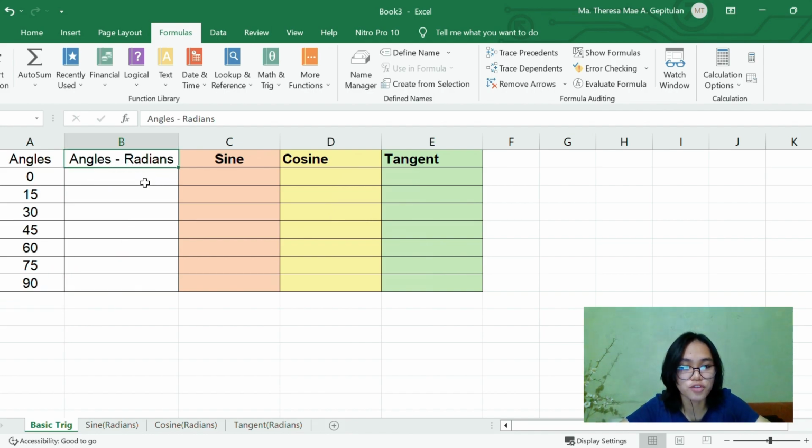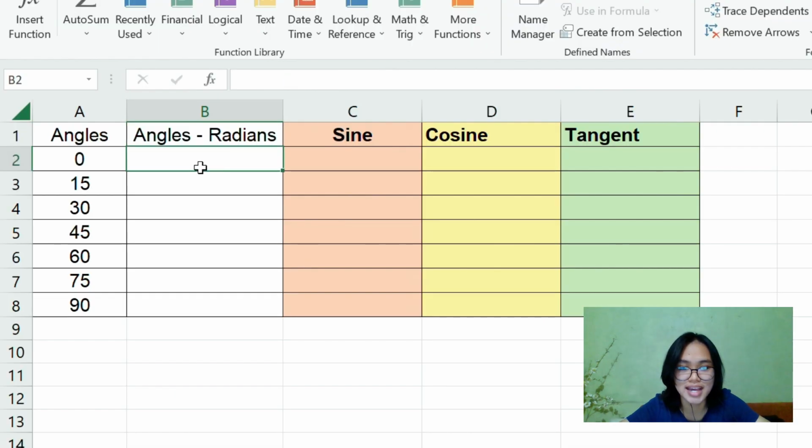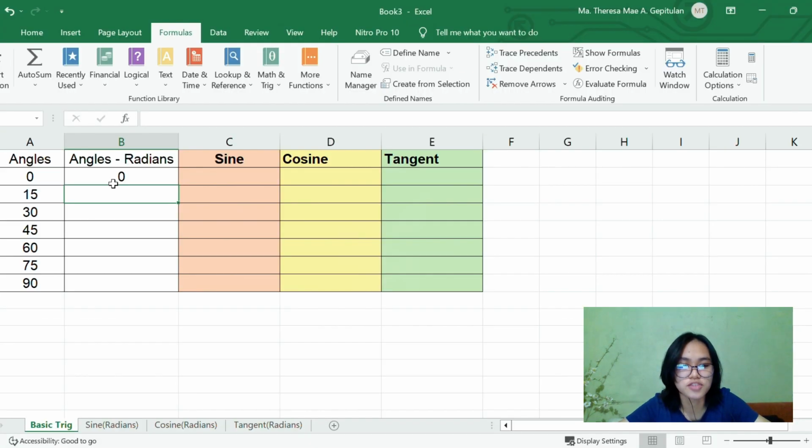So to change an angle from degrees to radians, we use a formula starting with an equal sign. Then the angle in degrees. Then we multiply it to pi by using an asterisk. Then the pi function, which is PI, open parenthesis, close parenthesis, with no argument, and then divide it by 180 degrees. Then we can see it gives us a number.